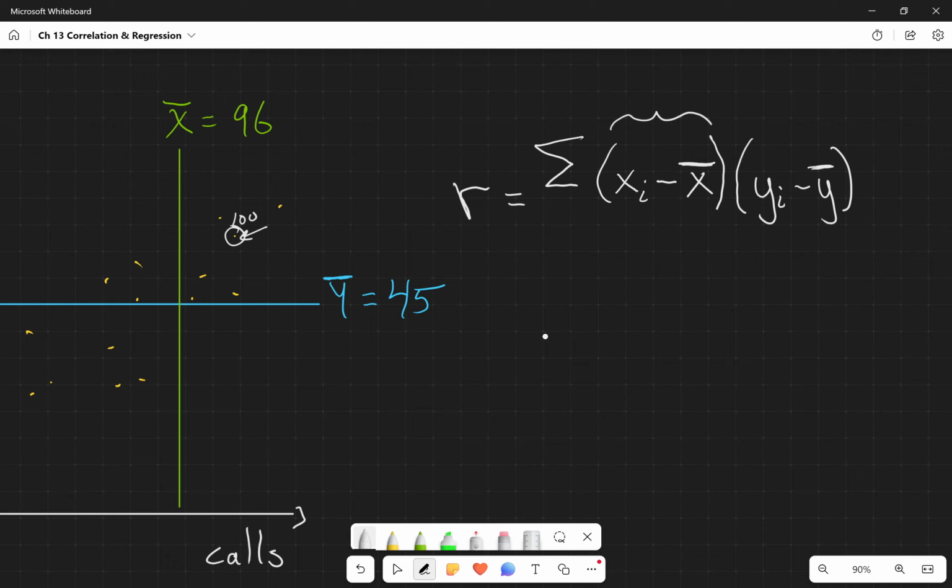And then we're going to divide the sum of all of these products, right? These are two things that are multiplied together by a constant at the end of the day. So we're going to do this on the numerator first, and then we're going to divide by the degrees of freedom times the individual standard deviation of x times the individual standard deviation of y.